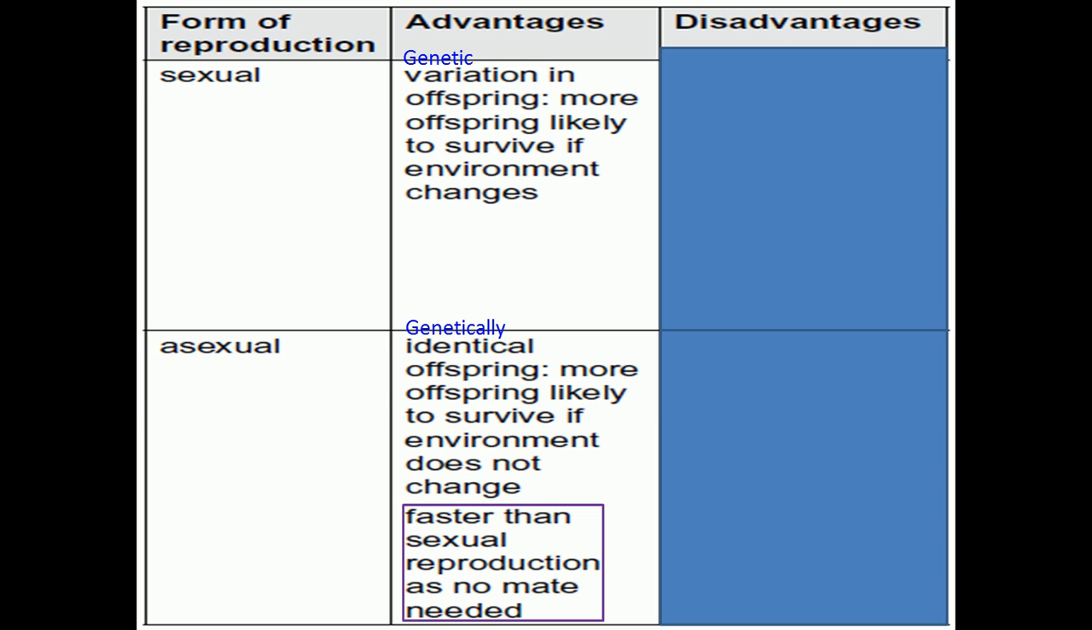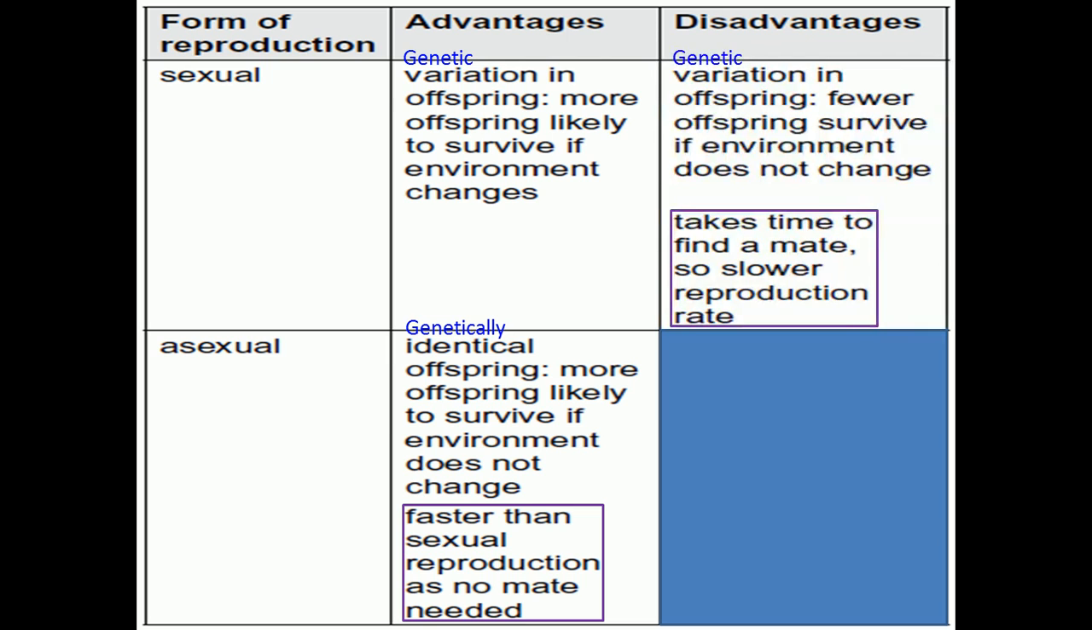The disadvantages for both forms of reproduction are the opposites of their advantages. For instance, the disadvantage of sexual reproduction is that it takes time to find a mate, so the reproduction rate will be slower. Another disadvantage is that fewer offspring will survive if the environment doesn't change. This is because there is genetic variation in the offspring, which means that some of those genetic variants will not be adapted to survive in the same environment as their parent.